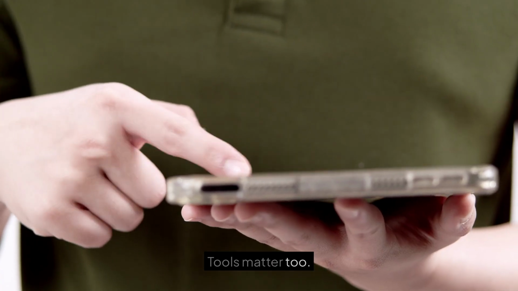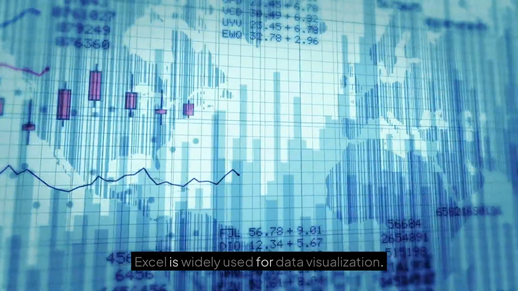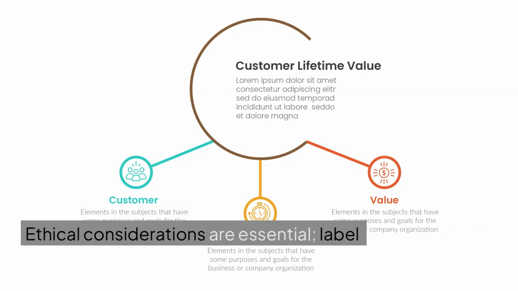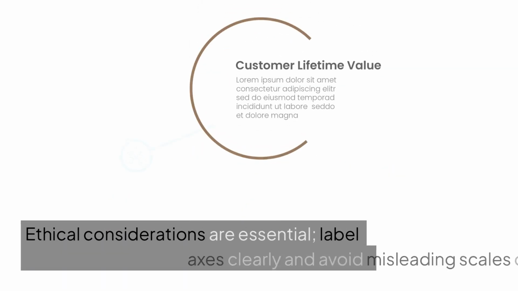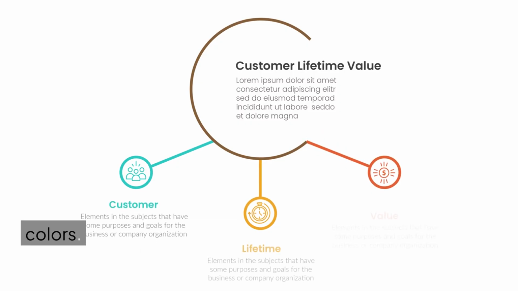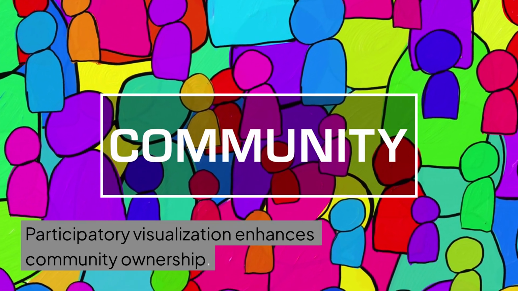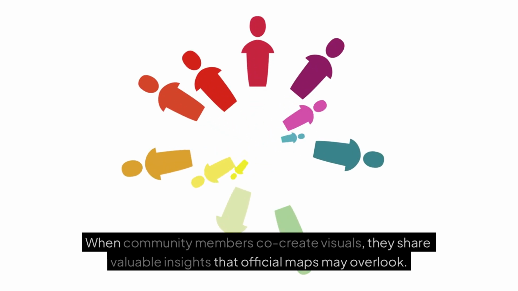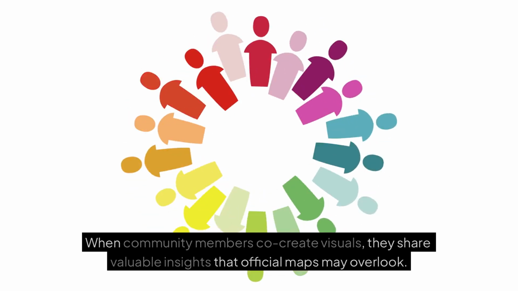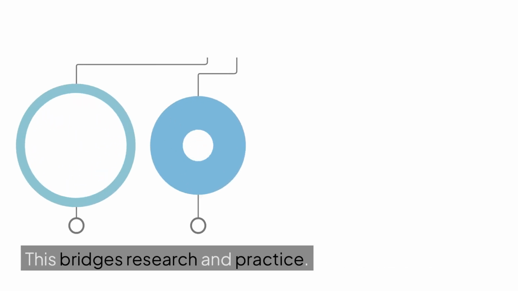Tools matter too. Excel is widely used for data visualization. Ethical considerations are essential. Label axes clearly and avoid misleading scales or colors. Participatory visualization enhances community ownership. When community members co-create visuals, they share valuable insights that official maps may overlook. This bridges research and practice.